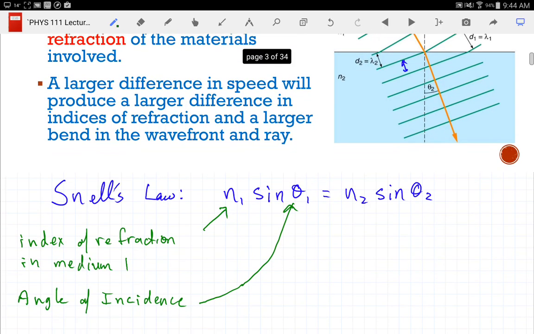Now, the left side of the equal sign, the right side of the equal sign, what's the only difference? The subscript. That's all that changes. So the index of refraction in medium 1 times the sine of the angle of incidence is equal to the index of refraction in medium 2 times the sine of the angle of, we call this one refraction, because the light refracted. What did refract mean?